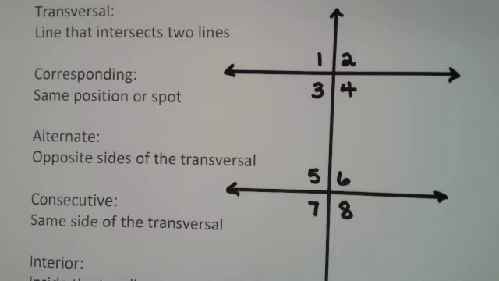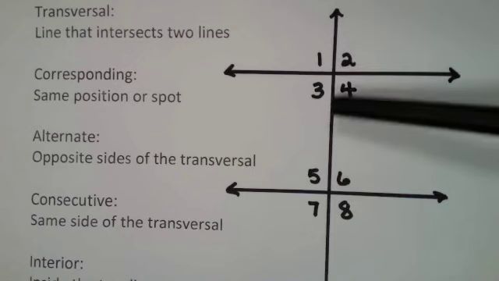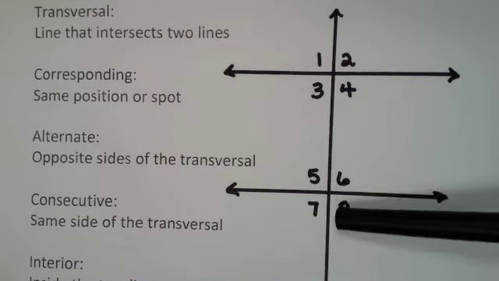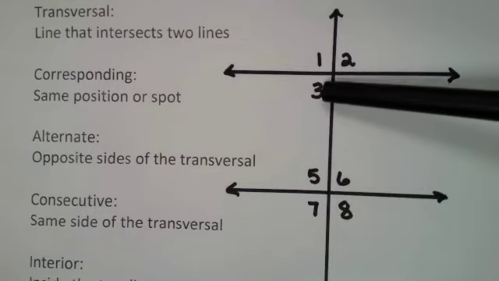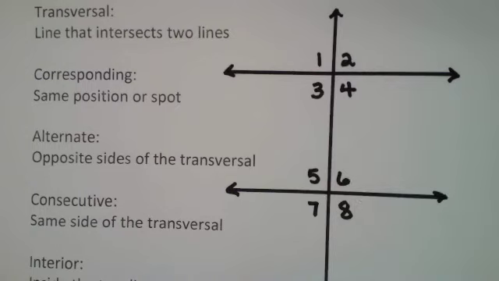First, we need to know which line is the transversal. The transversal is the line that intersects or runs into two other lines. So this line that runs up and down right here is my transversal because it intersects this line and it intersects this line. Once it does that, some special types of angles are created. The other types of angles are already created.